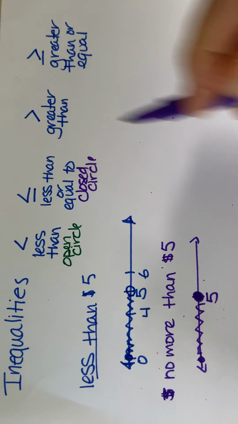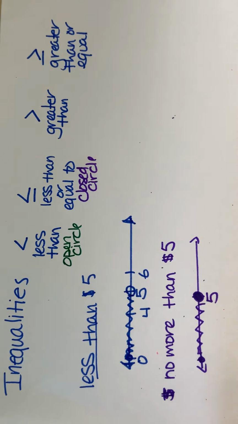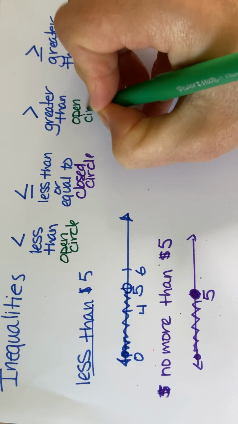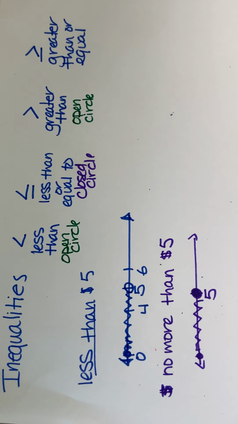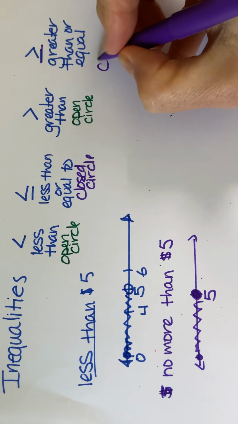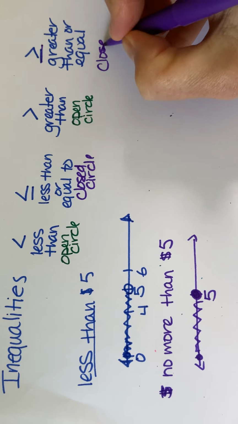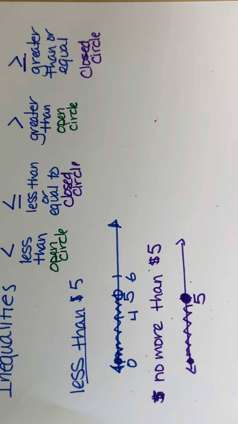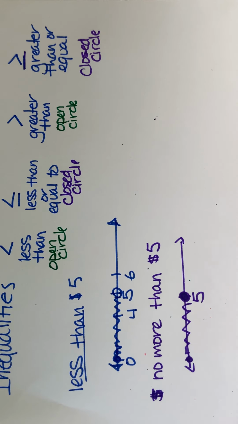So same thing for greater than. Greater than would have an open circle when you graph it, okay, that means it doesn't include the point. And greater than or equal to would have a closed circle. Okay, so those are how you would tell if you have an open circle or a closed circle on an inequality. All right, and you graph them on a number line, and that's all you do.